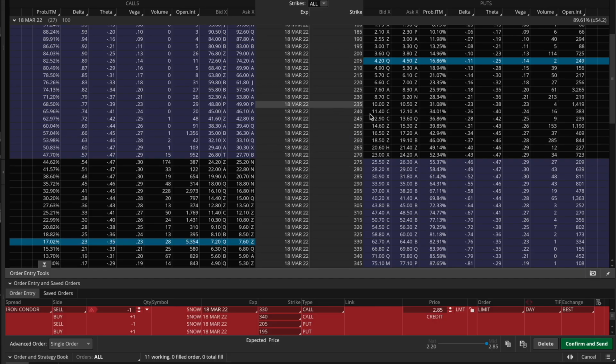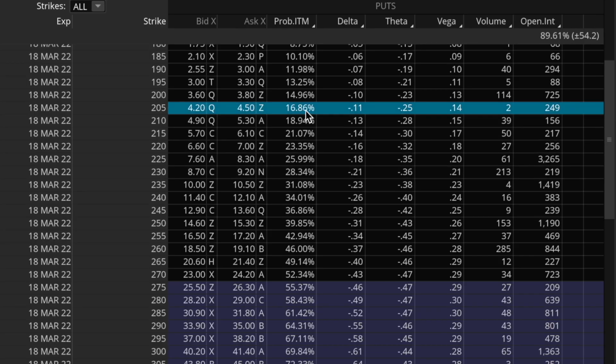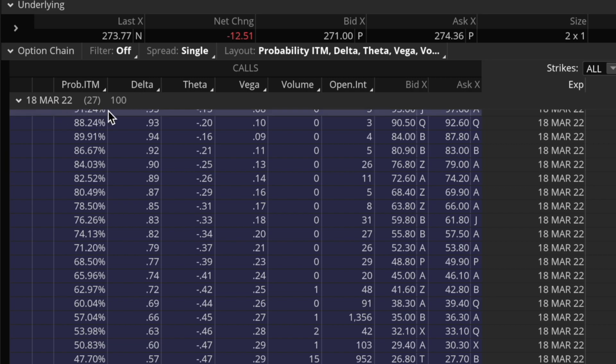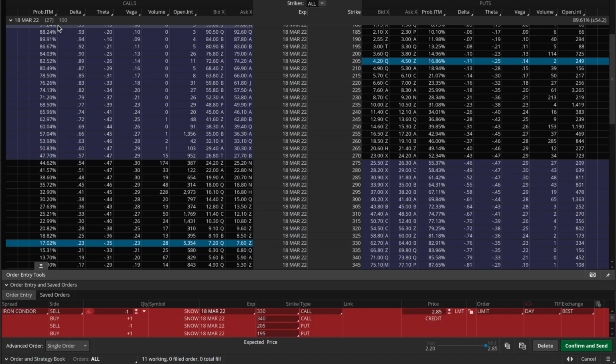Coming back here real quick, these percentages, these probabilities of these options expiring in the money, are calculated from the implied volatility of the stock, in this case Snowflake. And like I already explained, the 1 standard deviation price range for this stock by the March 18th expiration date is anywhere above $205 per share and below $330 per share. This is the 1 SD range.